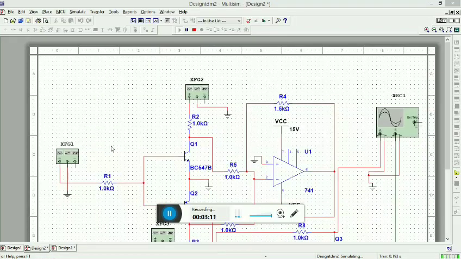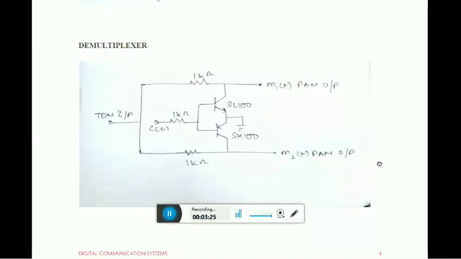Now we would see the demultiplexer circuit. Before jumping on to the actual lab experiment, I would like to complete the electronic setup and the simulation. So I want you to show the demultiplexer circuit now. So this is our practical demultiplexer circuit. We're using the same two transistors and a couple of resistors, and we would get the message PAM outputs, feeding the TDM input into this circuit.